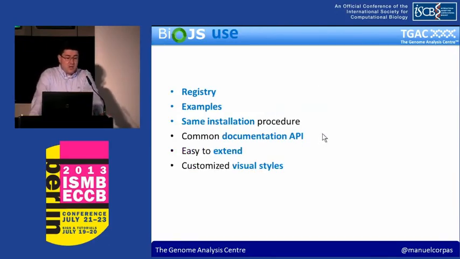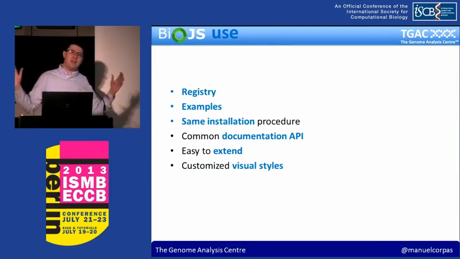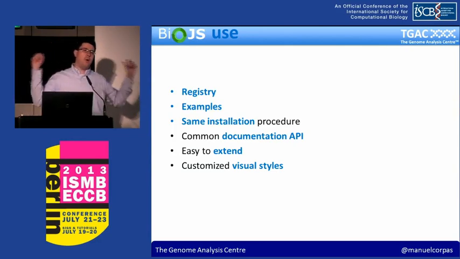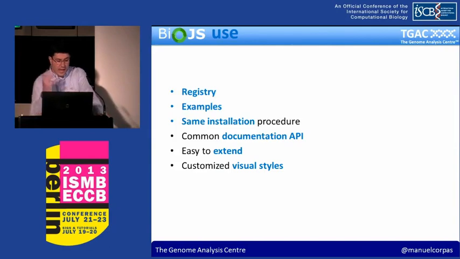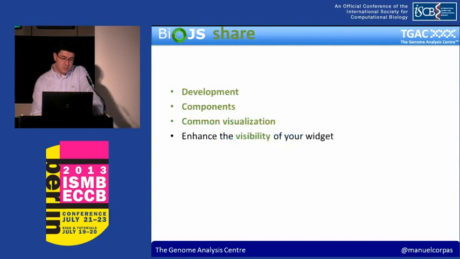As I've said, we have a registry and examples for each of the components that are available. And very importantly, once you know how to install one component, all other components are installed the same way. And I've mentioned the documentation API, which is actually for extending. Let's say that there is a component that doesn't exactly do what you want, but it could serve as the basis for it. There is a standard way of extending how you develop these components. And as I said, we have customized visual styles.